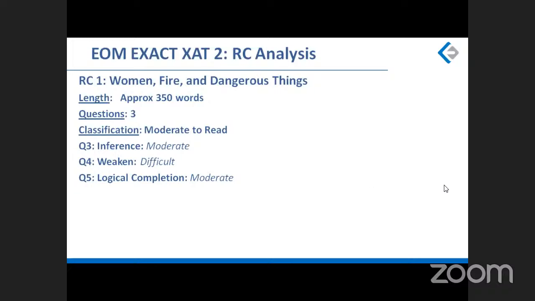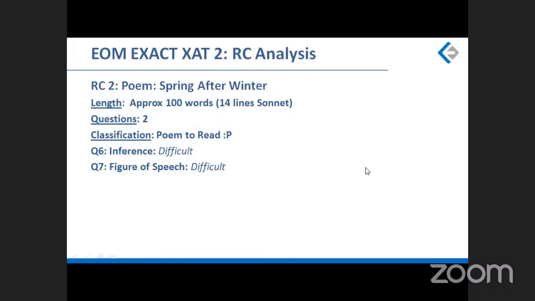Next was a poem. So how do we classify the difficulty level of a poem? The classification is: it is a poem. There is no classification. It's never easy, moderate, difficult. It is just a poem. So yes, you had a poem. How small? It was a sonnet, 14 lines, 8 plus 6, approximately 100 words. 2 questions, undoubtedly both of them difficult.